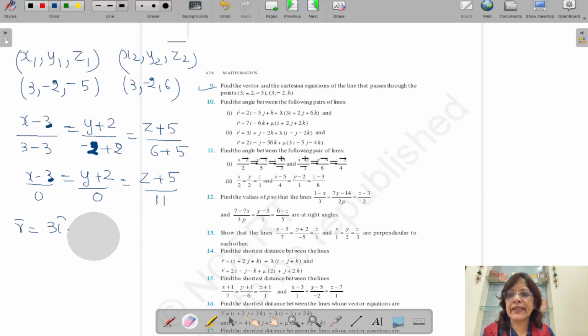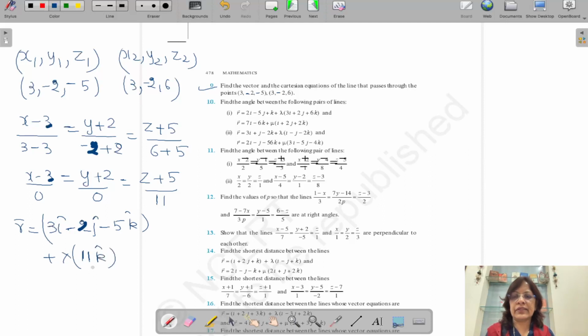It should be minus 2j because y minus 5 is there. Minus 2j, minus 5k, plus lambda times 0i plus 0j plus 11k. This is the answer. I hope it is clear how to write Cartesian and vector form.